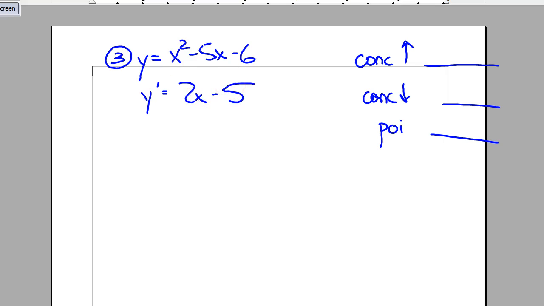First derivative is 2x minus 5. I want concavity though. Concavity comes from the second derivative, so I'm just going to keep going. Second derivative equals 2. So how many critical points are there? I'm going to set that equal to 0, but that never happens, so there are no critical points. How many intervals are there then? 1. And what's the interval?